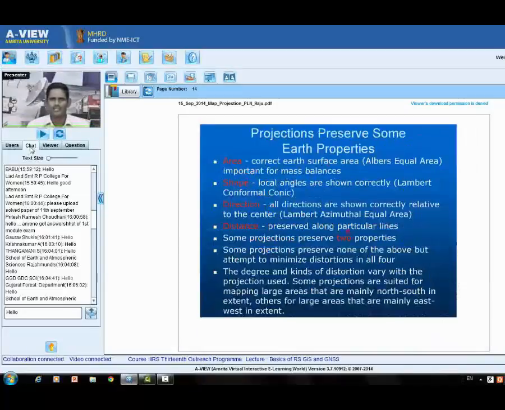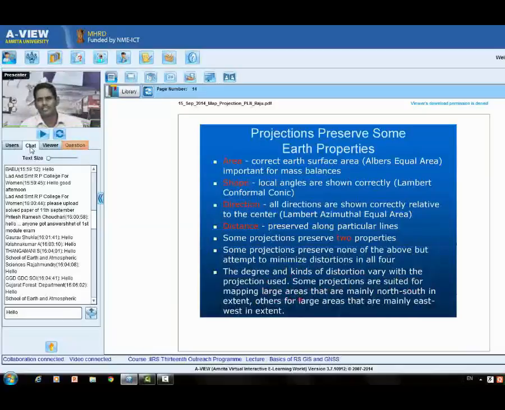If you see the properties, projections preserve some properties: preserving the area is one property, preserving the shape is another, direction is another, and then distance. Some projections preserve none of the above but attempt to minimize distortion. Suppose we talk about the polyconic projections, which are used for making the Survey of India maps. They are adjusted such that they try to preserve all of the properties, but there are slight distortions, and no property is properly maintained. Some projections preserve two properties, either directions and distances, and some preserve none of the above but attempt to minimize distortion. That is the polyconic projection example I mentioned. The degree and kind of distortion vary with the projection used.